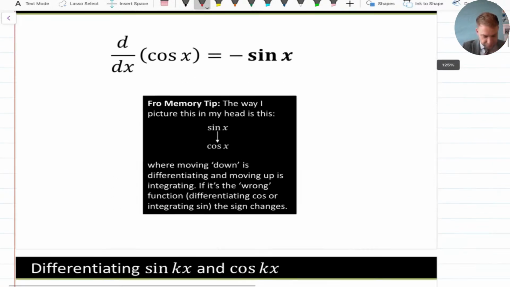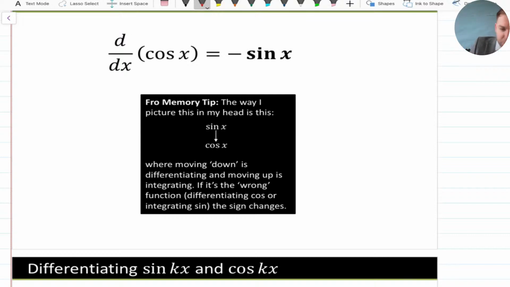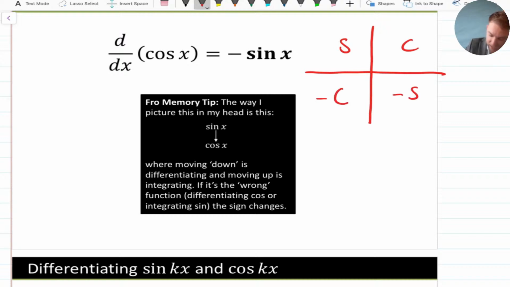So they talked about a little bit here. Now I always think about this. This is the way that I remember the cos. So this is how we remember differentiation of sine and cos. So it goes S, C, minus S, minus C. And if we're differentiating, then we're going around this way. And if we're integrating, then we're going this way. And you will need to know the integration.